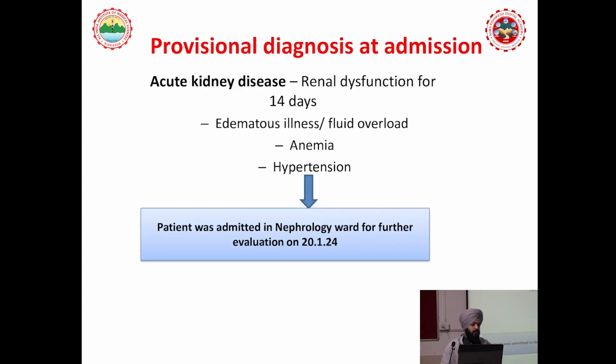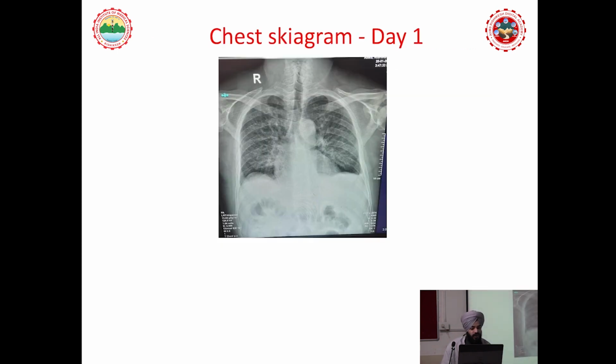At ED, a provisional diagnosis of acute kidney disease was made, as patient had renal dysfunction for 14 days associated with edematous illness, anemia, and hypertension. Patient was admitted to nephrology ward for further evaluation and management on the same day. Chest X-ray done on first day shows features of fluid overload. You can see bilateral curly B lines and bronchovascular enhancement.